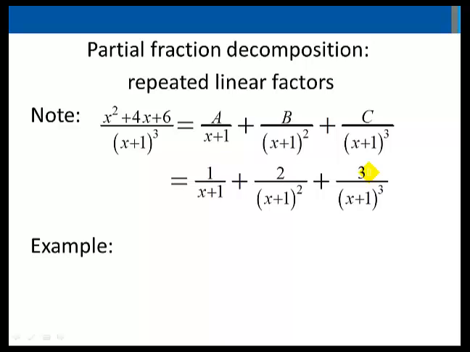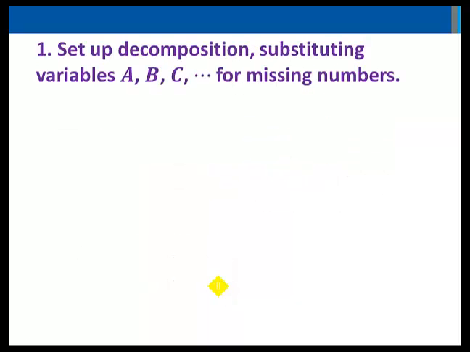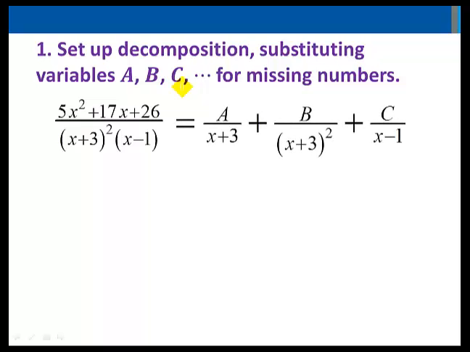We will work through the example of 5x squared plus 17x plus 26 over x plus 3 squared times x minus 1, and we will decompose this rational expression, starting with setting up the decomposition, substituting variables a, b, and c, etc. for missing numbers. So we set this rational expression up to be equal to a over x plus 3 plus b over x plus 3 squared plus c over x minus 1.